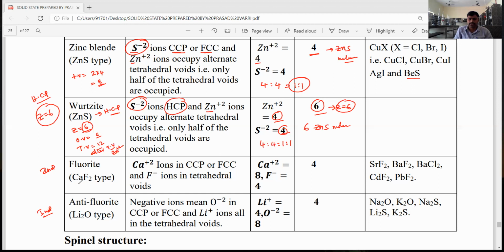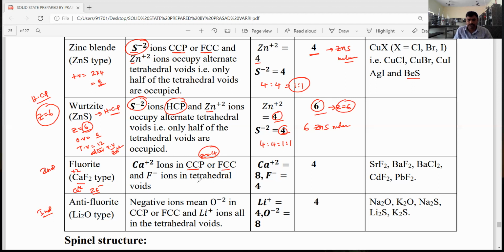Fluorite structure, CaF2 type: Ca2+ and 2F-. So the calcium 2+ ions are present at CCP or FCC. So here Z is equal to 4. Now a total of 8 fluoride ions are present.